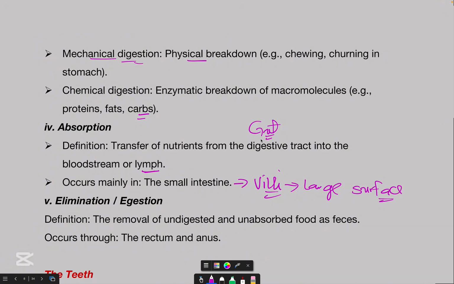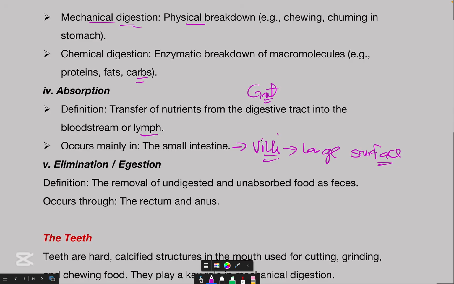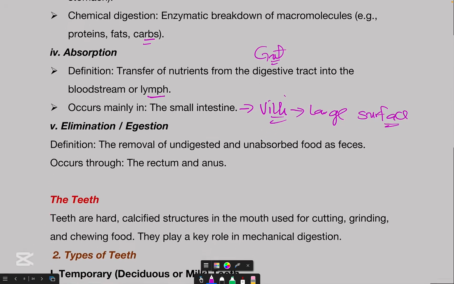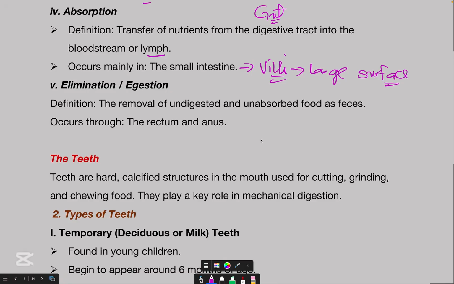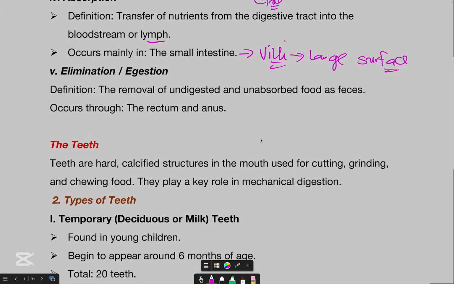Then elimination. Elimination has to do with what? The removal of undigested and unabsorbed food as feces, and it occurs through the rectum and the anus. Are you getting it? That is elimination.